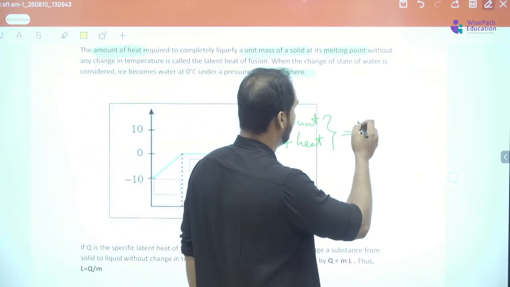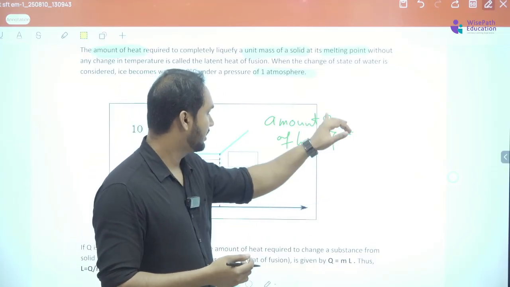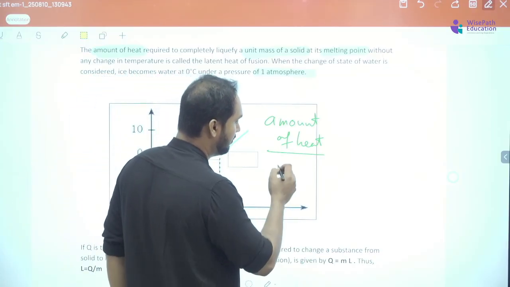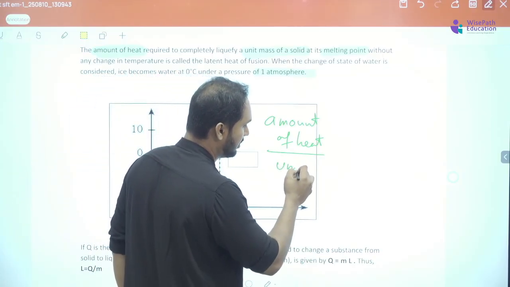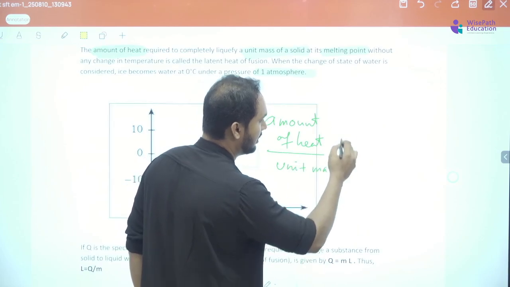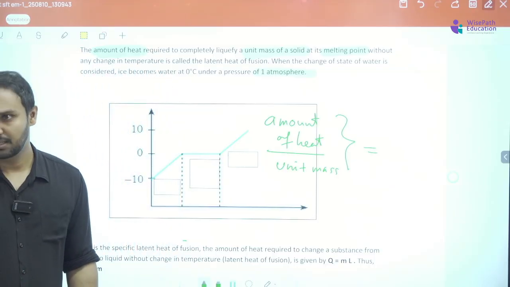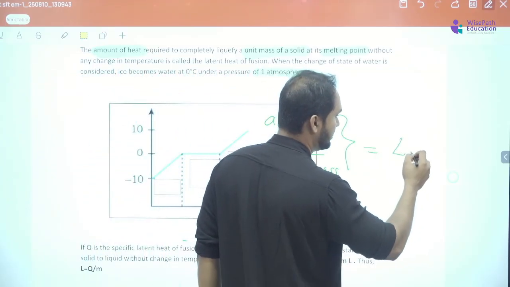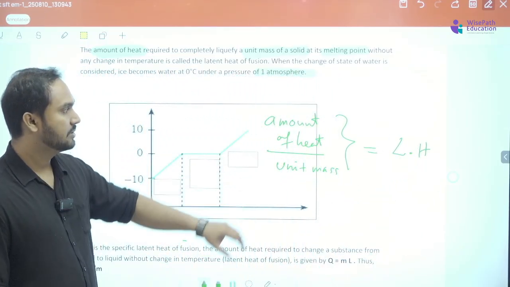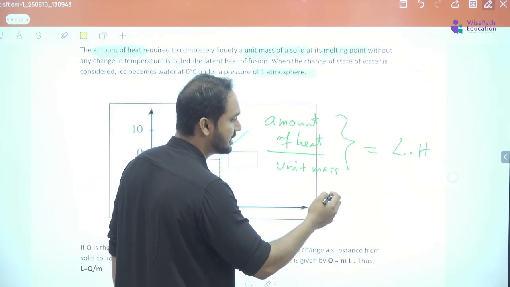So amount of heat per unit mass is equal to the latent heat. I'll write it LH. So we symbolize it as L. So if I convert this into symbols, amount of heat you are usually symbolizing as what?